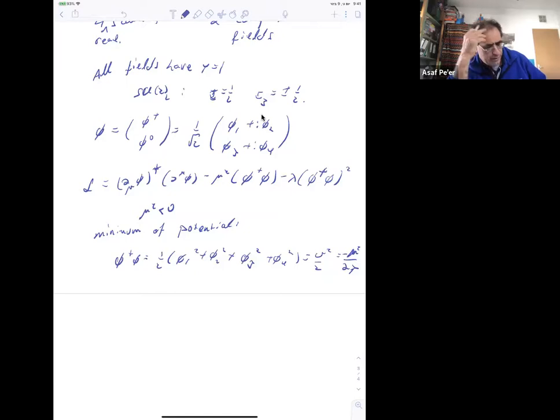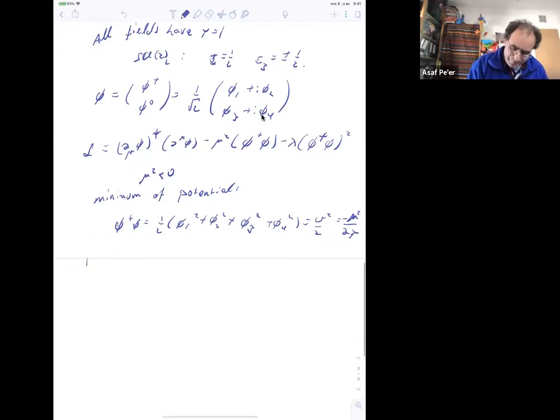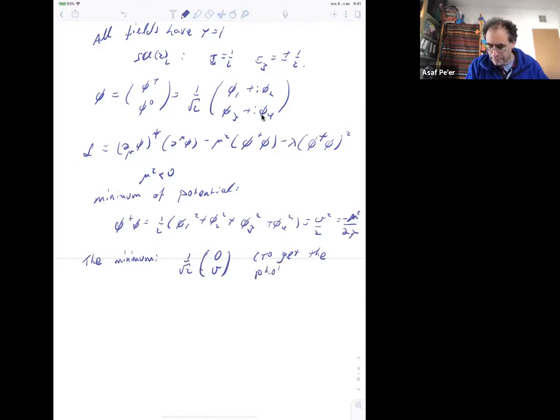So we do the symmetry breaking, and after the symmetry breaking, we want 1 particle to be massless. That's going to be the photon. And so the minimum of the potential must correspond to the non-zero expectation value only of the neutral scalar field, phi 0. So the minimum we're going to write as 1 over square root of 2, (0, v), to get the photon massless.